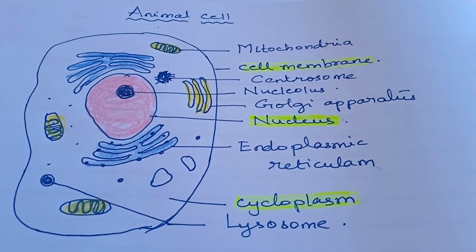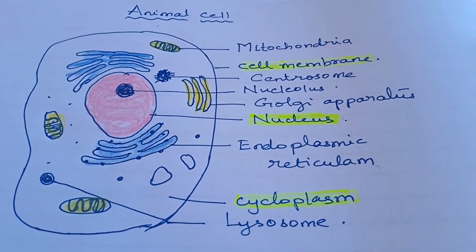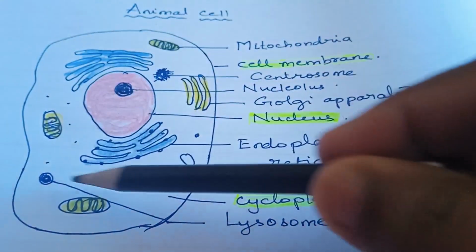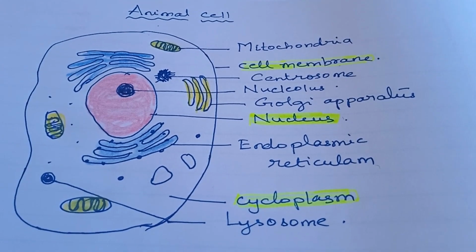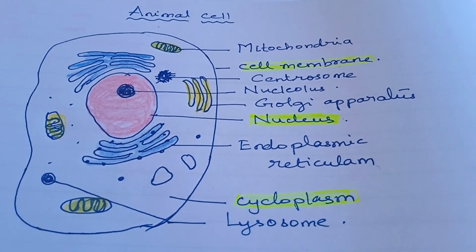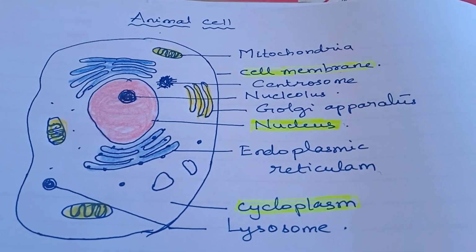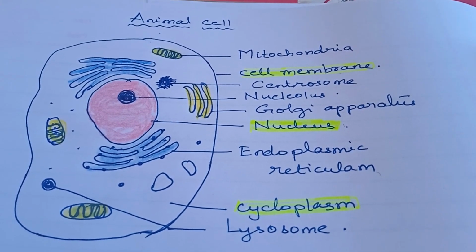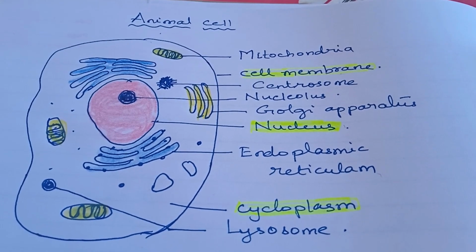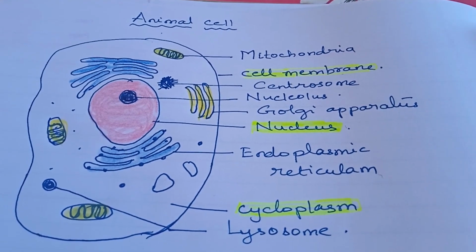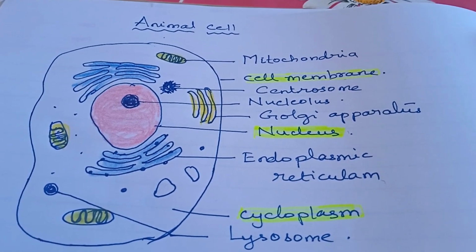The cell is filled with a jelly-like substance known as cytoplasm, everything here, so you call it cytoplasm. All the cell organelles like mitochondria, lysosomes, endoplasmic reticulum, and Golgi apparatus are found scattered in the cytoplasm. Now next we'll see about the organelles of the cell.